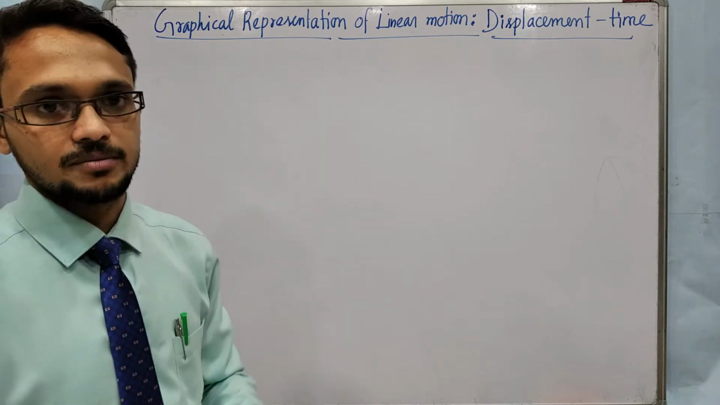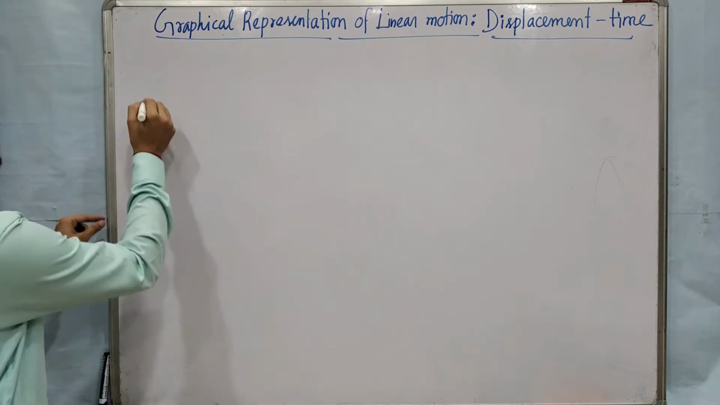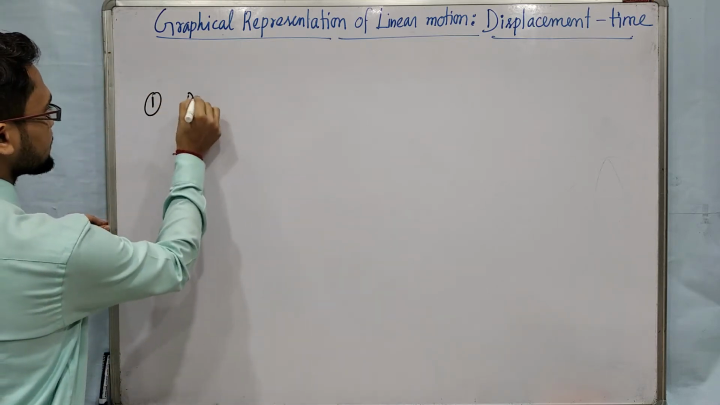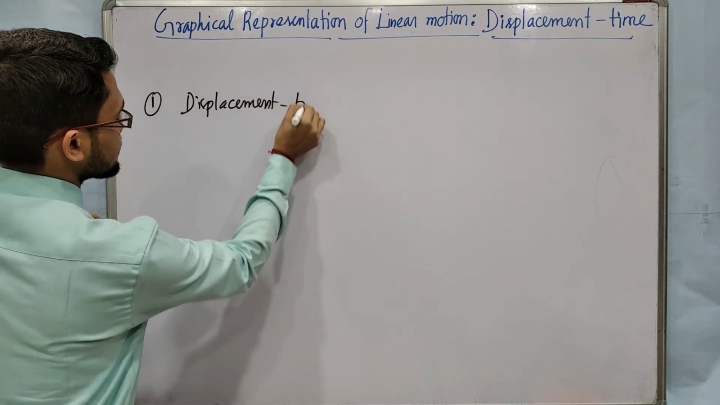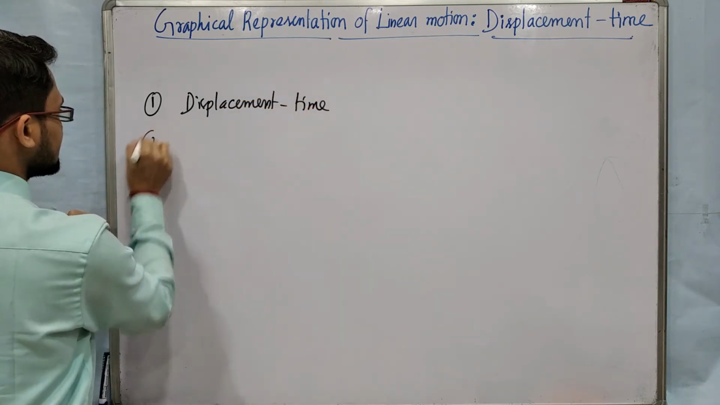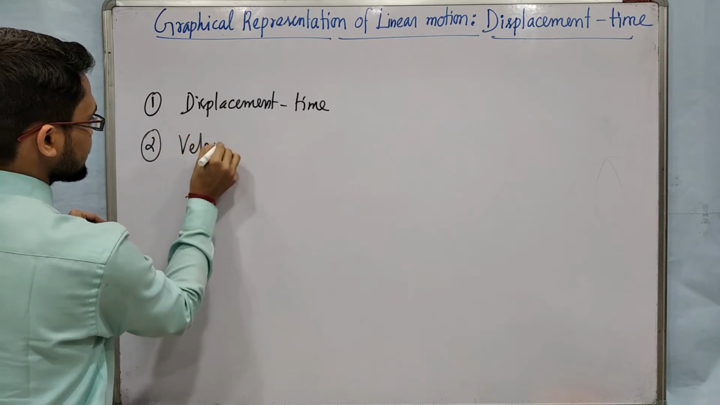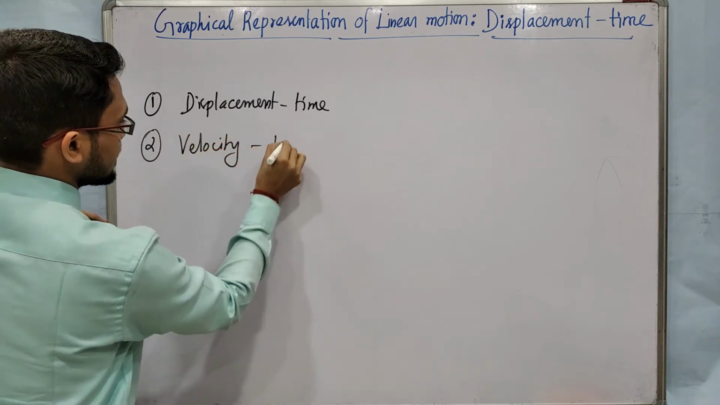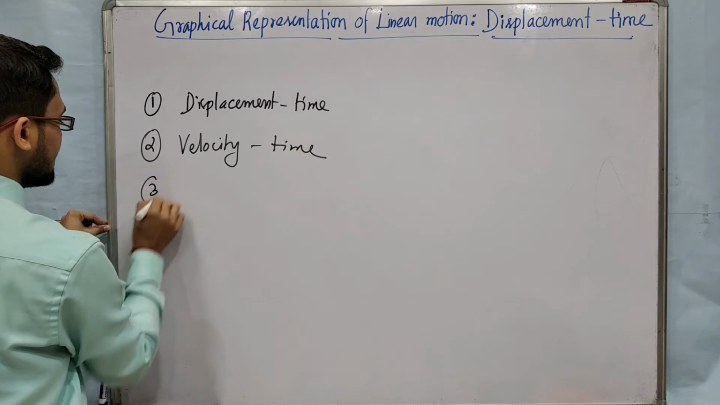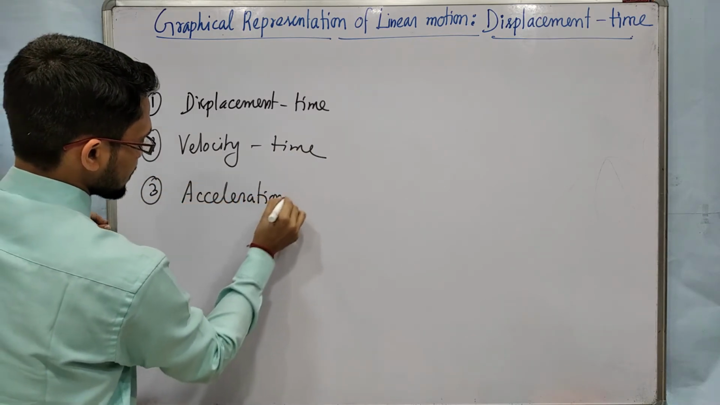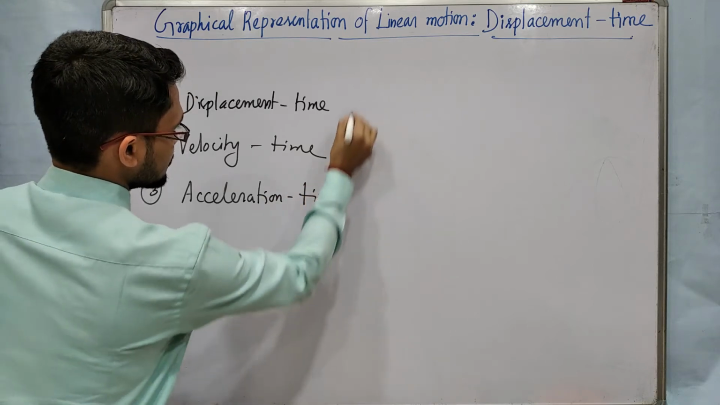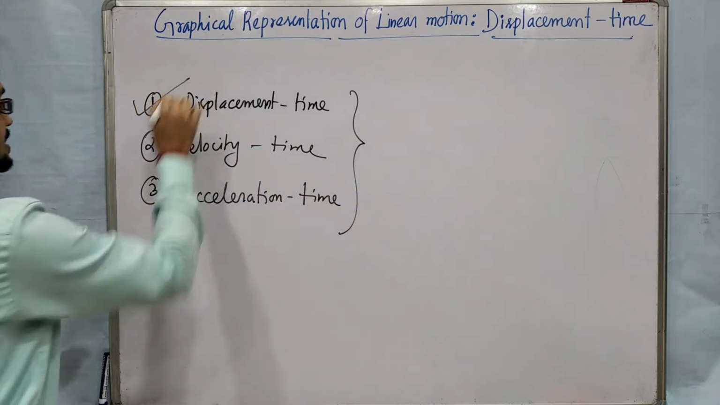There are three kinds of graphical representation. First one is displacement time. Second one is velocity time, and third one is acceleration time. One by one we will see this. Today we will discuss only this part.